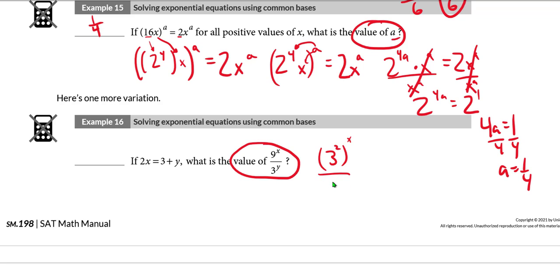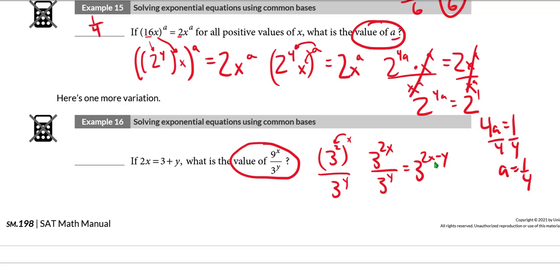I'm going to rewrite that numerator as 3 squared to the x, and we still have 3 to the y in the denominator. Applying exponent rules, multiplying the outside exponent by the inside exponent, I get 3 to the 2x over 3 to the y. Now, what I've got to be able to see is that I'm dividing two terms that have the same base and different exponents. What do I do? I subtract the exponents. 3 to the 2x minus y.